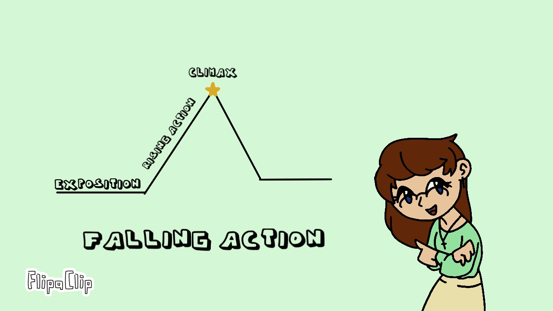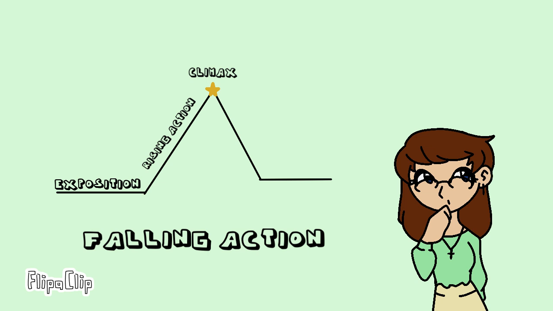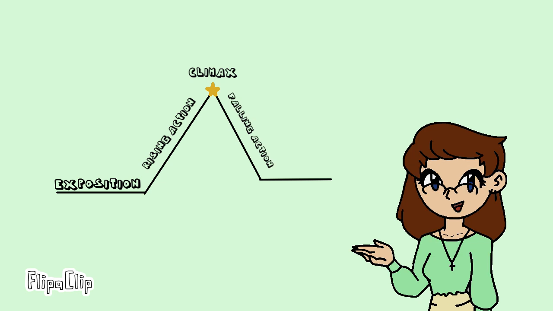Falling action is when a character is putting the solution to the problem in motion. Action is medium in the story here, but the excitement is low. The problem that was presented in the rising action is being fixed, and the story is beginning to come to a close. Its place on the pyramid is here.